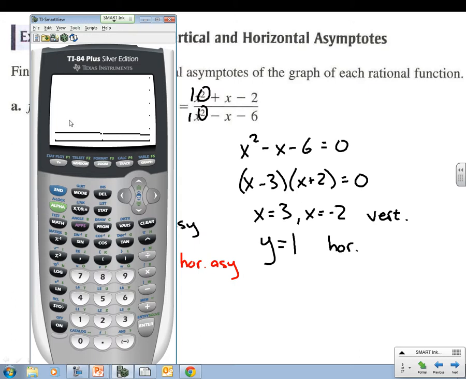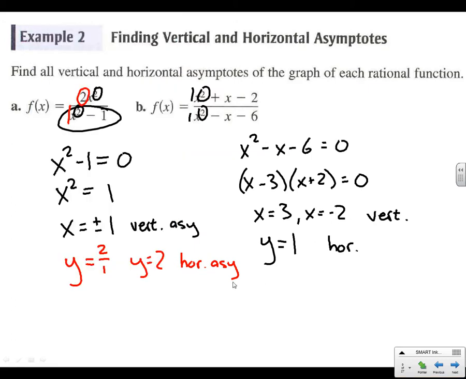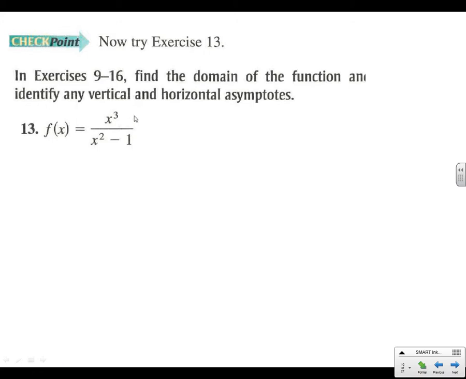Okay, so a couple things to look at. We're going to want to look at our graph to confirm all of these things. But we can see right here the little hole at x equals -2. All right? So give that a shot for yourself on x cubed over x squared minus 1. Remember what happens if the numerator's bigger than the denominator for your horizontal asymptote.